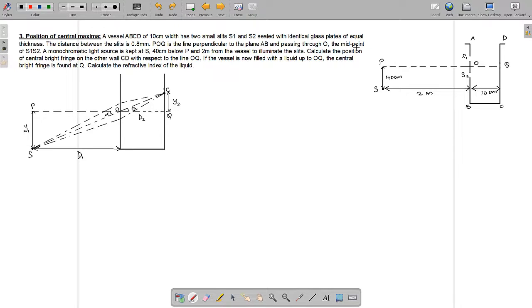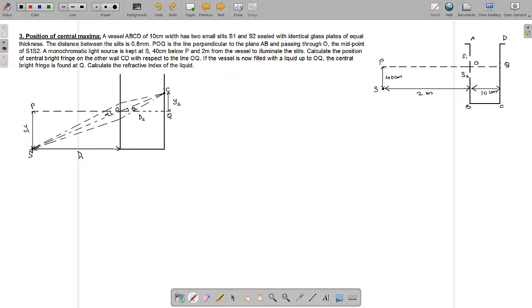So calculate the position of the central bright fringe on the other wall CD with respect to the line OQ. So we have to find out where this central maxima will be formed. I've assumed that this is the point where the central maxima will be formed, which is at a distance of y2 from the point Q.